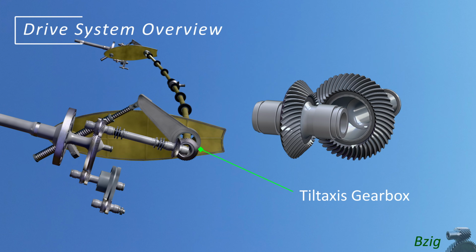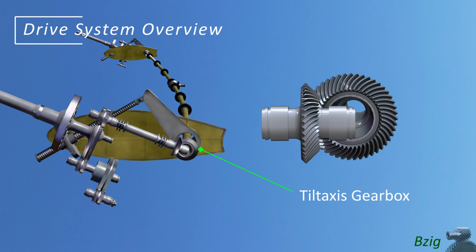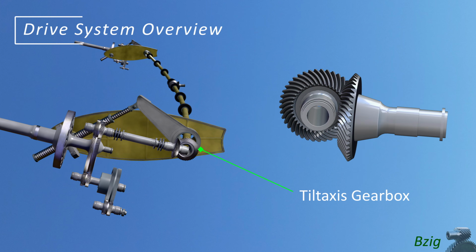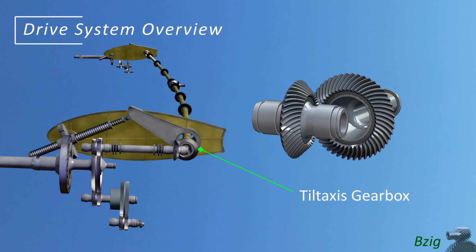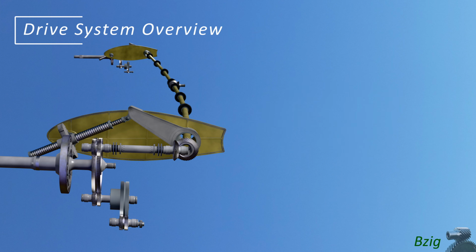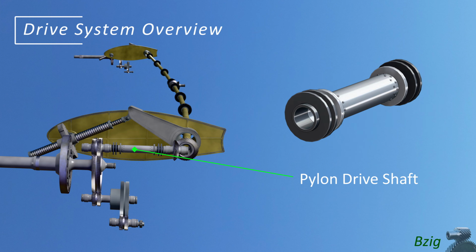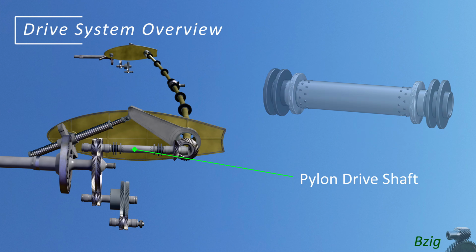There's also a tilt-axis gearbox on each side of the aircraft. These take power from the proprotor gearboxes and pass it through the wing interconnect drive shaft in order to synchronize the left and right prop rotors during one-engine-inoperative flight. A pylon drive shaft connects the tilt-axis gearbox to the proprotor gearbox.